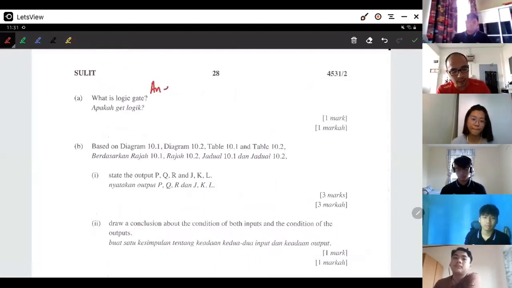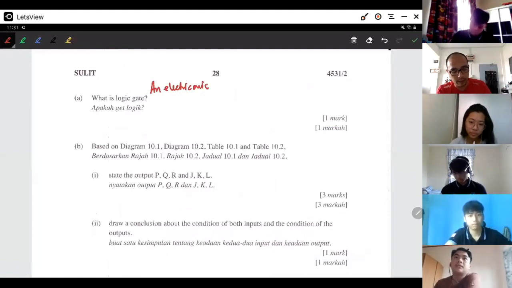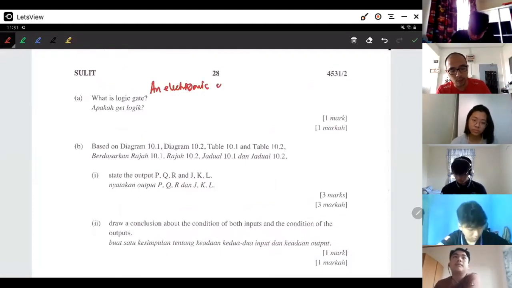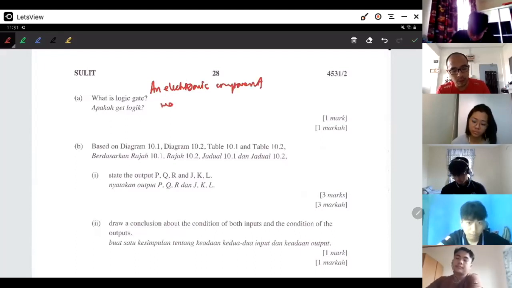An electronic component that has many inputs, and only one output. This is a standard one.